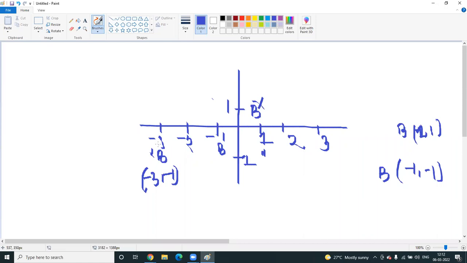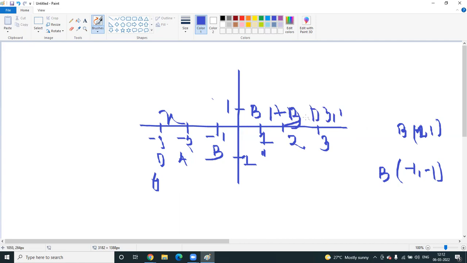Understood or not? Or a very simple way you can tell, if this is BAD, this should be BAD. So you can compare. So -3 x, this is x axis, this is y axis. So -3, -1, the coordinate is D here. So 3 and 1, x and 1, it should be the same. D should be present here. You are getting or not?